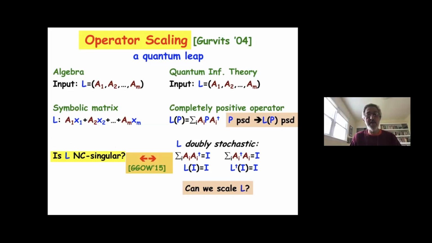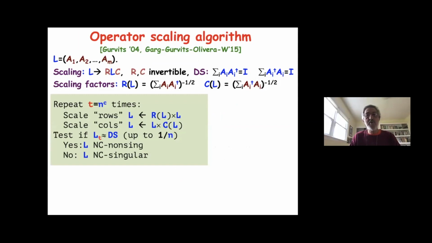And one of the starting points of this work was realizing that if you look at the non-singularity of symbolic matrices, then it is equivalent to not being able to scale that. That's indeed why we can solve non-commutative singularity and cannot solve so far the commutative singularity. But let me proceed with what Gurwitz did. He basically suggested that we run the scaling algorithm, and let's see what it does. So you don't have to read it.